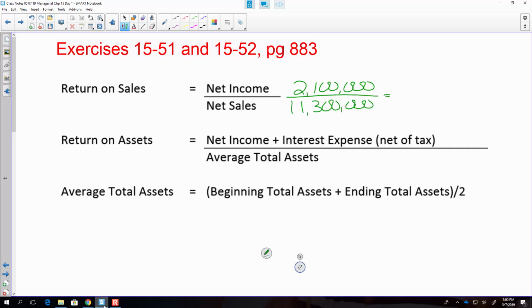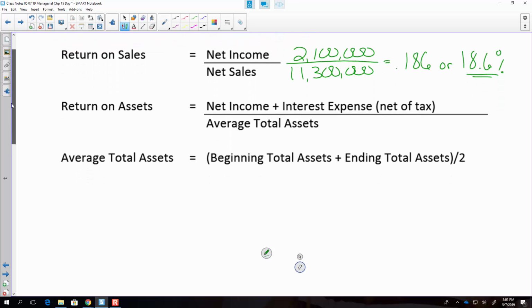So as a decimal, it looks like this. 0.186. As a percent, 18.6% is our answer. So for every dollar of sales, I'm making 18 cents on it. So pretty good. Apples was 23 cents on every dollar. So very good return.